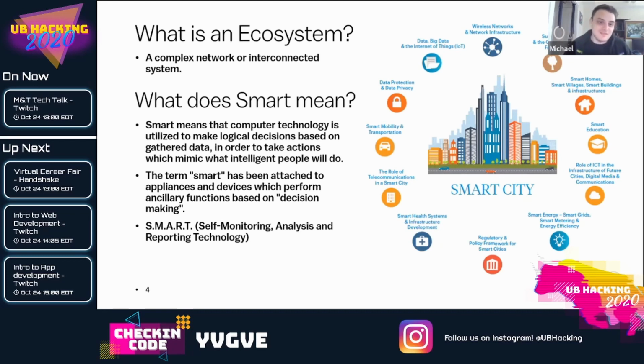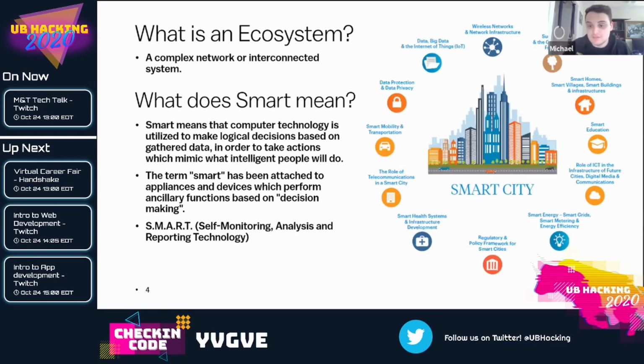What does smart mean? Everything nowadays has smart in it. Smart actually means something. Smart means that a computer technology is utilized to make logical decisions based on data gathering in order to take action which mimics an intellectual human. So that could be anything from a teapot, which is something that gathers data like heat and then makes a sound when your water is boiling. The term smart has been attached to appliances and devices to perform ancillary functions to make decisions. So in short, you take in data, you analyze that data, and then you make an action based on the data that you analyzed. SMART is also an acronym. It means self-monitoring, analysis, and reporting technology.